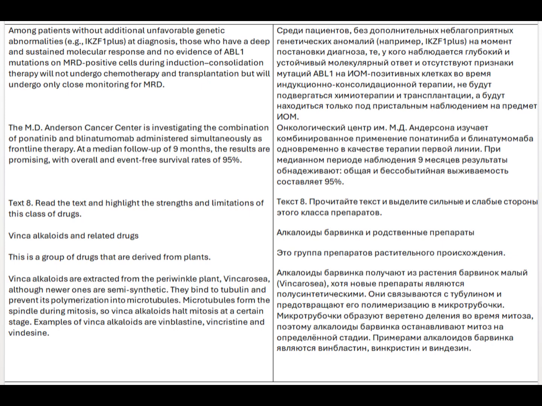Text 8. Read the text and highlight the strengths and limitations of this class of drugs. Vinca alkaloids and related drugs. This is a group of drugs that are derived from plants.